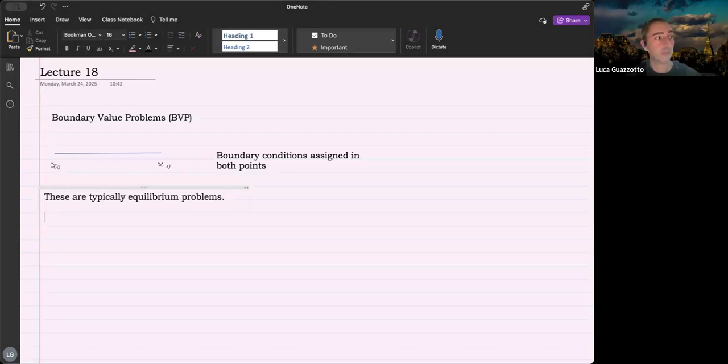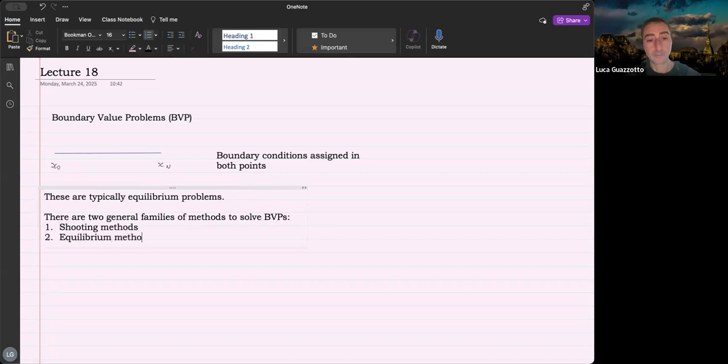And there are actually many methods, but I would say there are two general categories. Numerical families of methods to solve boundary value problems. And those are shooting type methods and equilibrium methods. Let's start with the first ones.